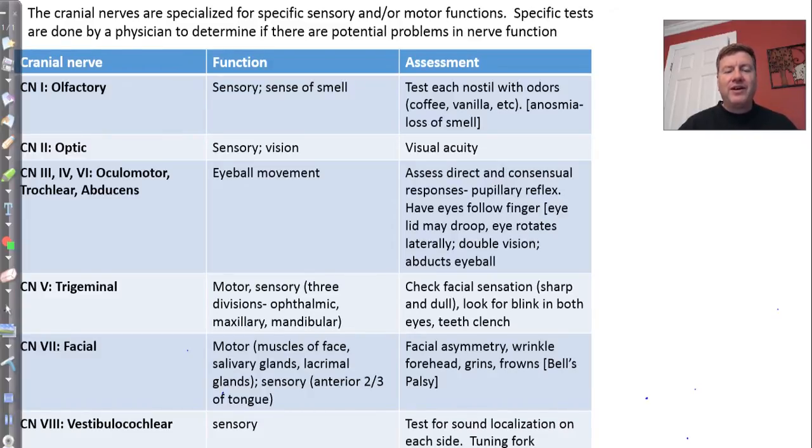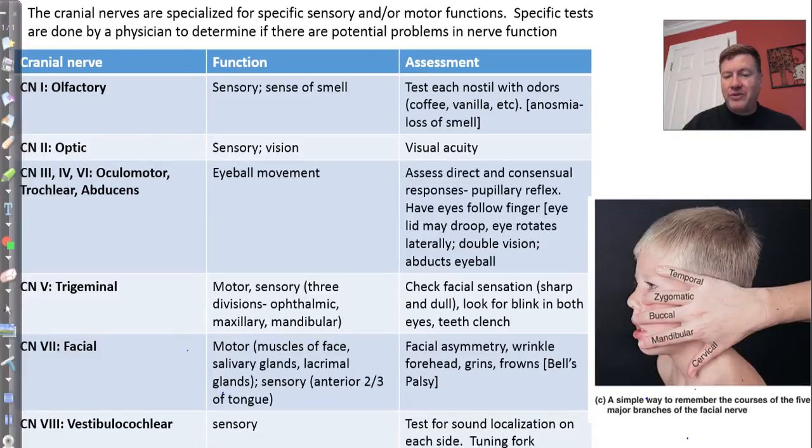Again, some of these, as we said before, are purely sensory, like you see with olfactory 1 and optic 2. Vestibulocochlear has a little bit of motor function. I just didn't add it here. But most everywhere else you will see the motor and sensory functions. One I mention in particular here is the facial nerve. And let me show you this.